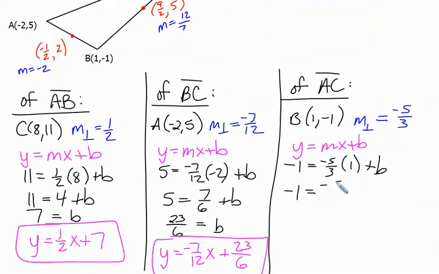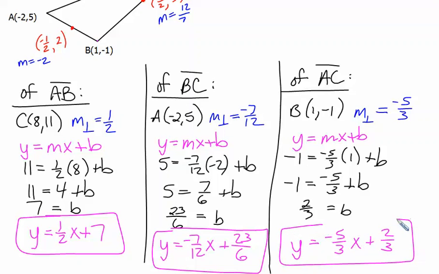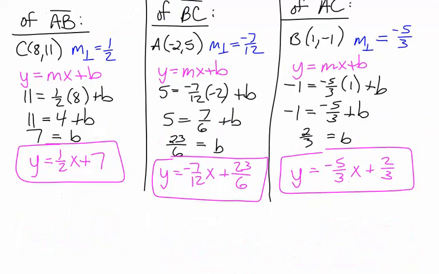Let's work this out. -1 equals -5/3 plus b, we add the 5/3 to both sides. -1 plus 5/3, this is really -3/3 plus 5/3, which should be 2/3. And therefore the equation of our final altitude should be y = -5/3 x + 2/3. Okay, so those are the equations of our altitudes.